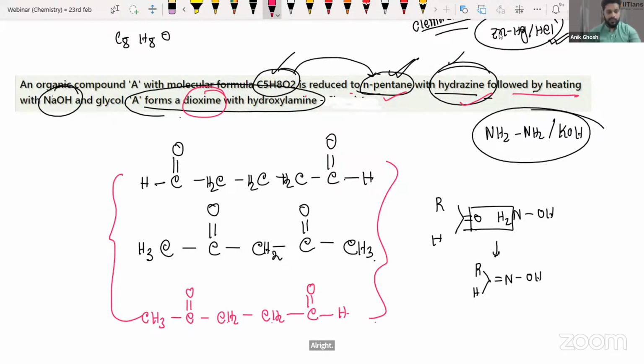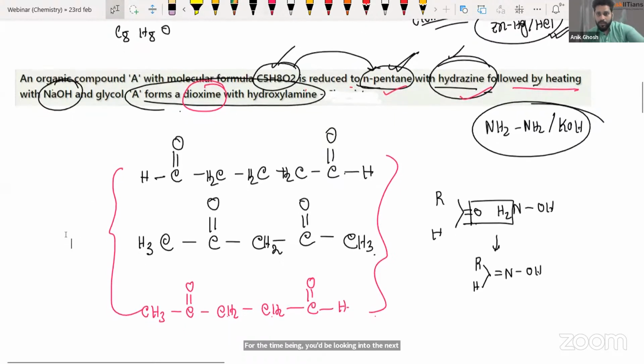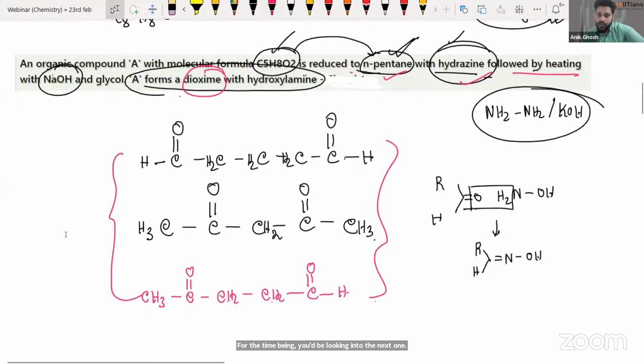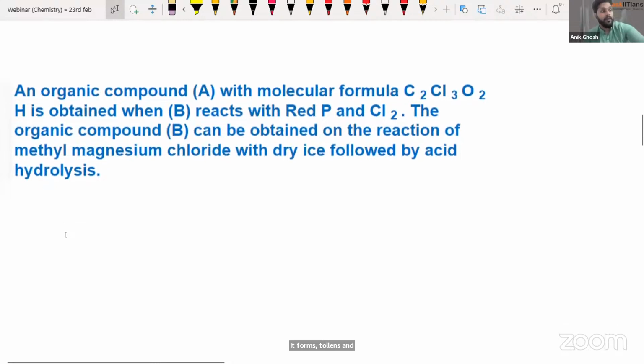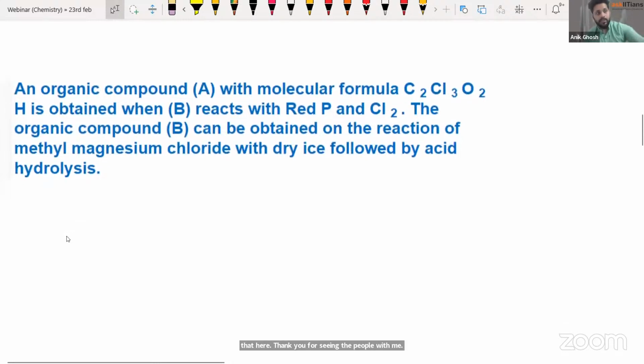Question is incomplete, isn't it, guys? Yeah, it is. Okay, I'll search for the particular question while you're solving the next one. Right now, guys, we are going to put this question on hold for the time being. I'll be searching for the entire question and then we'll continue from here. For the time being, you look into the next one. It forms toluene and iodoform. Okay, I'm going to look into that here. Thank you for sharing the paper with me. Now, guys, in the meantime, you solve this question while I take that question back.